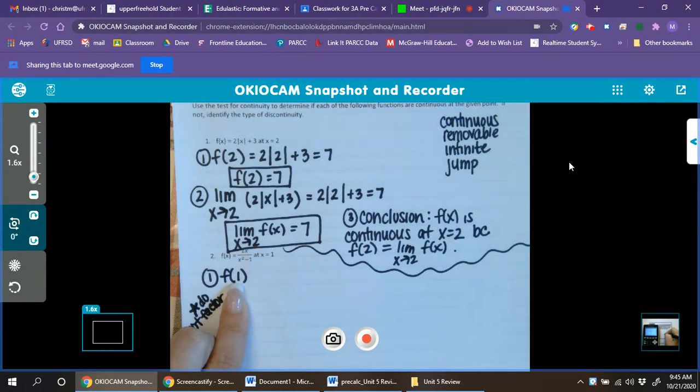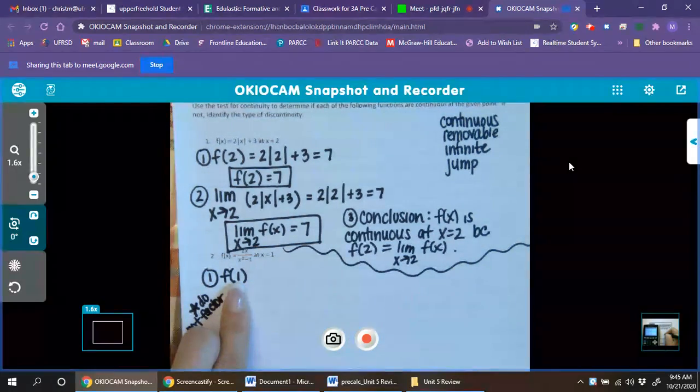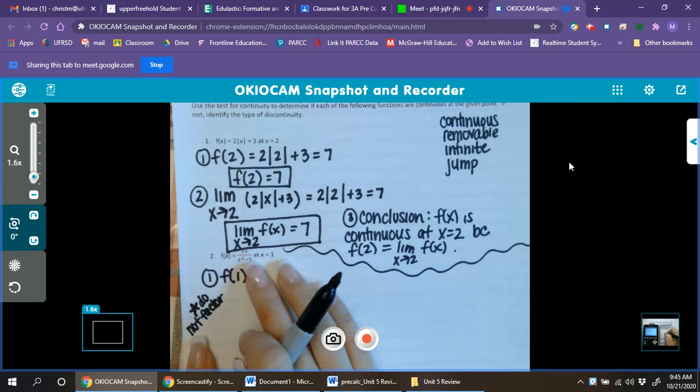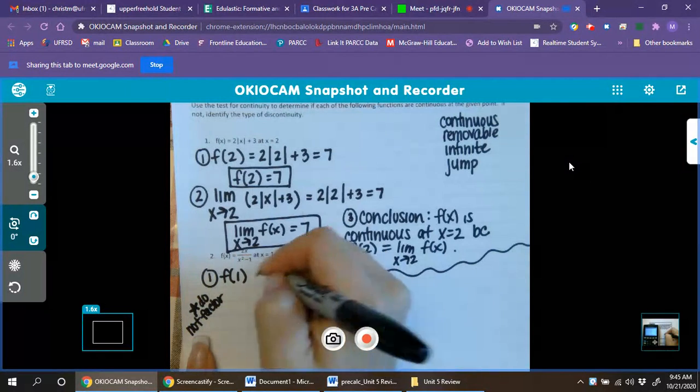You should get out undefined because nothing exists at the hole. If you were to cancel and then plug it in, you're actually finding the ordered pair of the hole, which is different from evaluating. Okay, because if you look at the graph, you don't take the value of the open hole, you take the value of the closed circle. So that's why we're not factoring, we're not canceling, we're using this very original function.